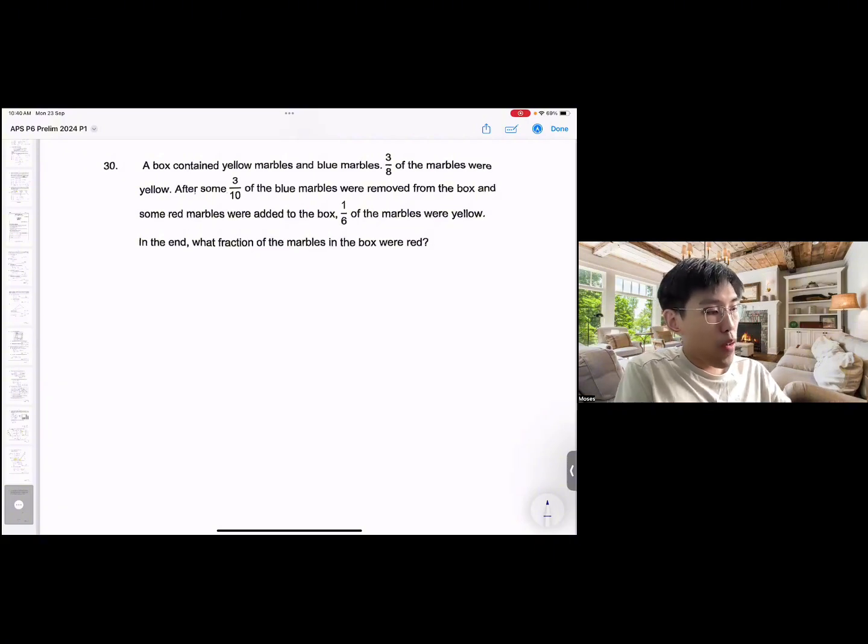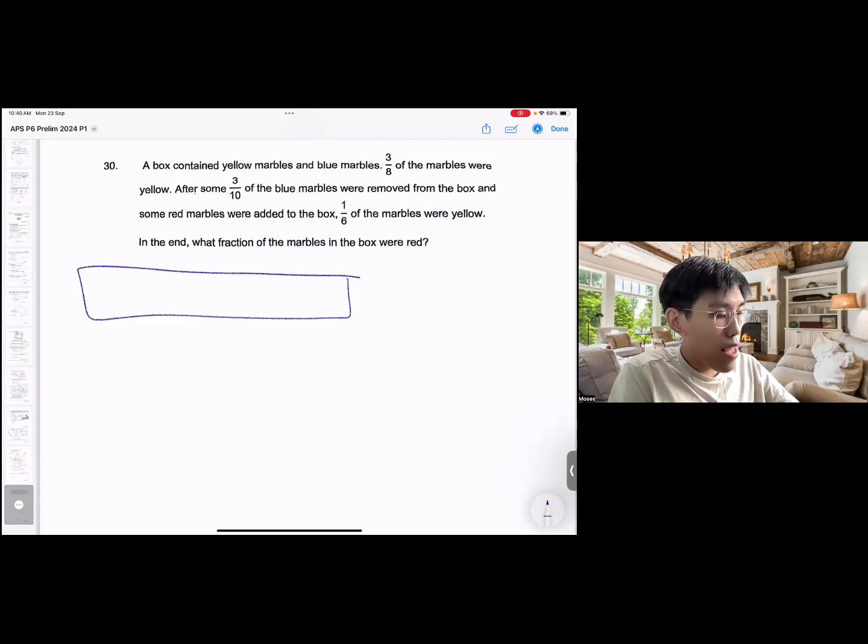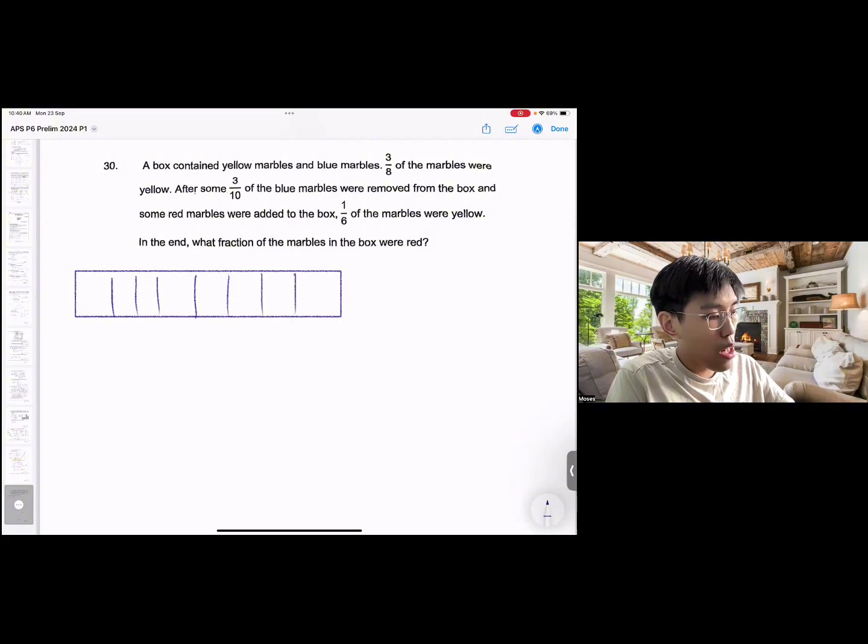So let's draw. 3/8 of the marbles are yellow. Whatever model you see, draw it. 1, 2, 3. Three of them are yellow. Then the rest are blue.